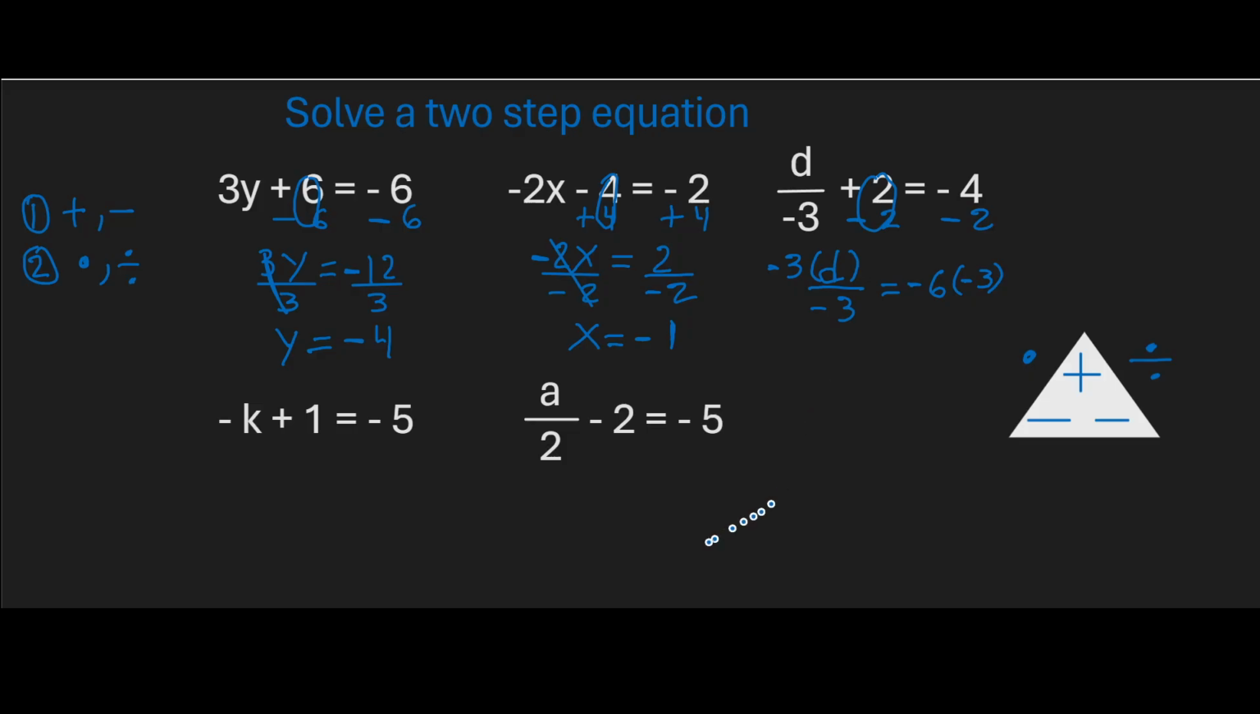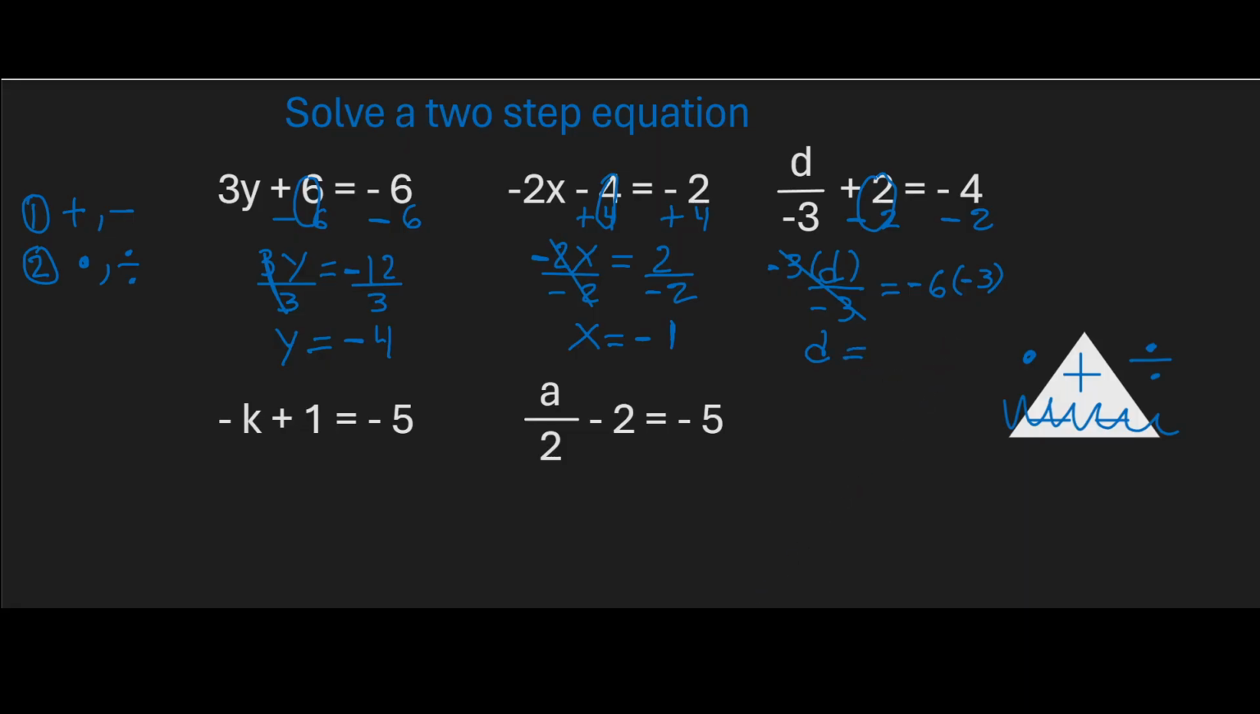Now, what we're gonna do is divide the two signs. Negative divided by a negative. Okay, negative divided by a negative, it tells you the answer should be positive. 3 divided by 3, you get 1. 1 times d, you get d equals.